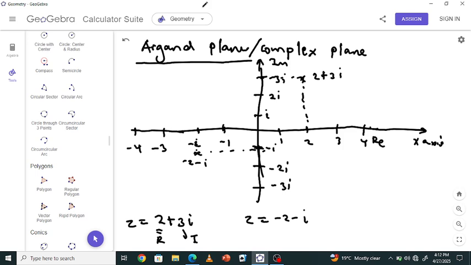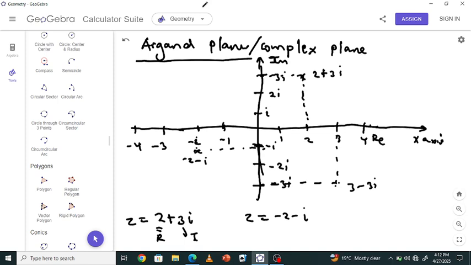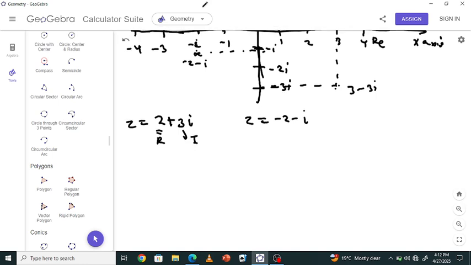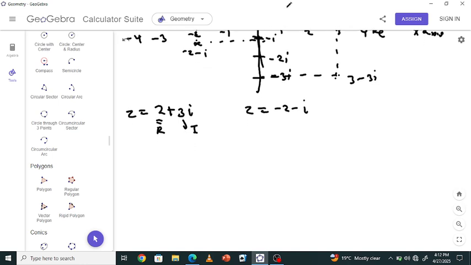You can indicate anything you want. You can have something like 3 minus 3i. Now that's how we plot on the Argand plane or the complex plane. It's similar to the coordinate plane. The only difference is that our y-axis is what contains the imaginary values. Another thing you can get from a complex number is the modulus, and you can get the angle.